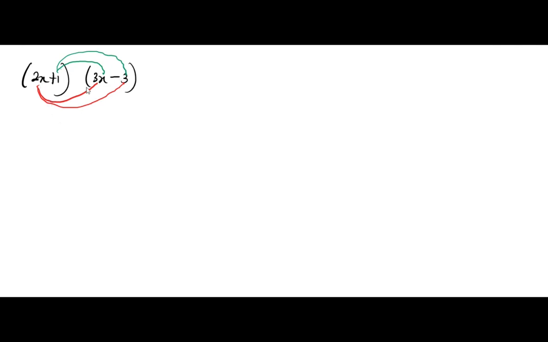We have 2x times 3x will give 6x squared. Then you have 2x times minus 3 will give minus 6x. Then you have 1 times 3x will give plus 3x. Then you have 1 times minus 3 will give minus 3. So combine the like terms. You have only 6x squared here, so you bring it down. Then you combine minus 6x plus 3x, so you have minus 3x. Then you have your minus 3.